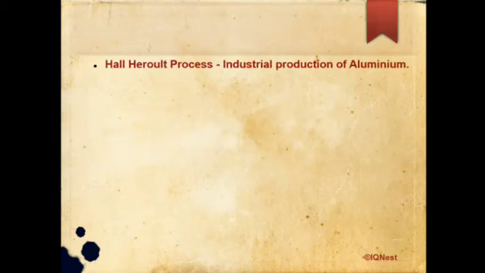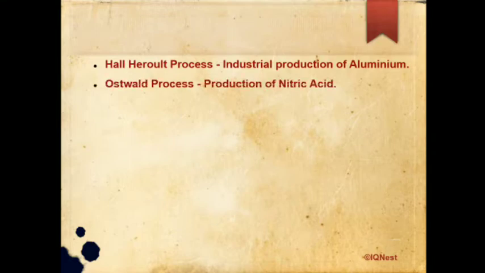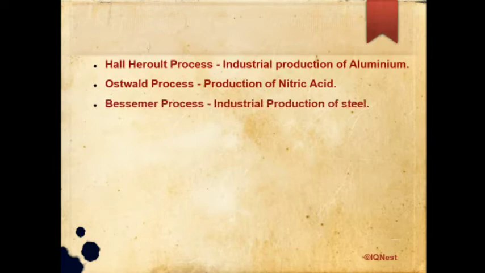The first process is the Hall-Héroult process. So what is the Hall-Héroult process? This is used in the industrial production of aluminium. Next is the Ostwald process. The Ostwald process is used in the production of nitric acid. Next is the Bessemer process. The Bessemer process is used in the industrial production of steel.